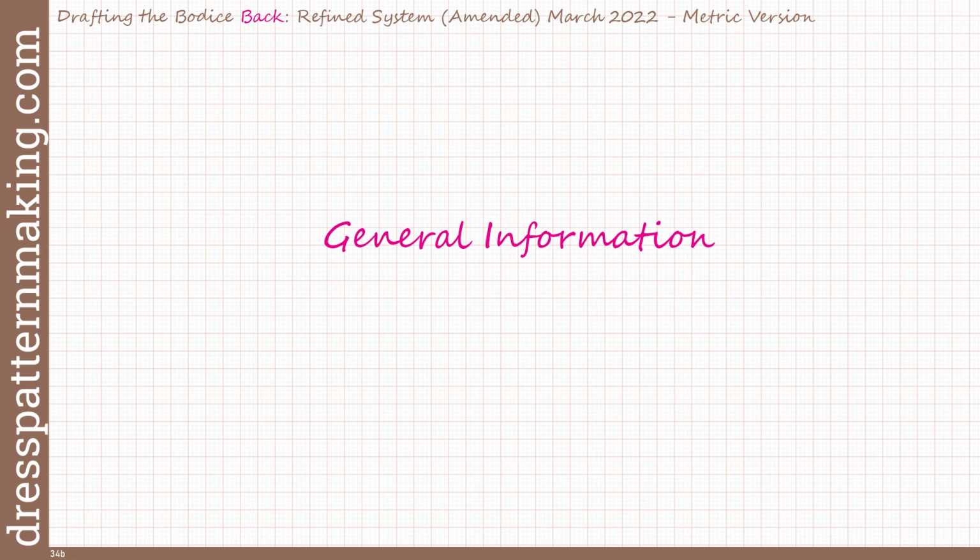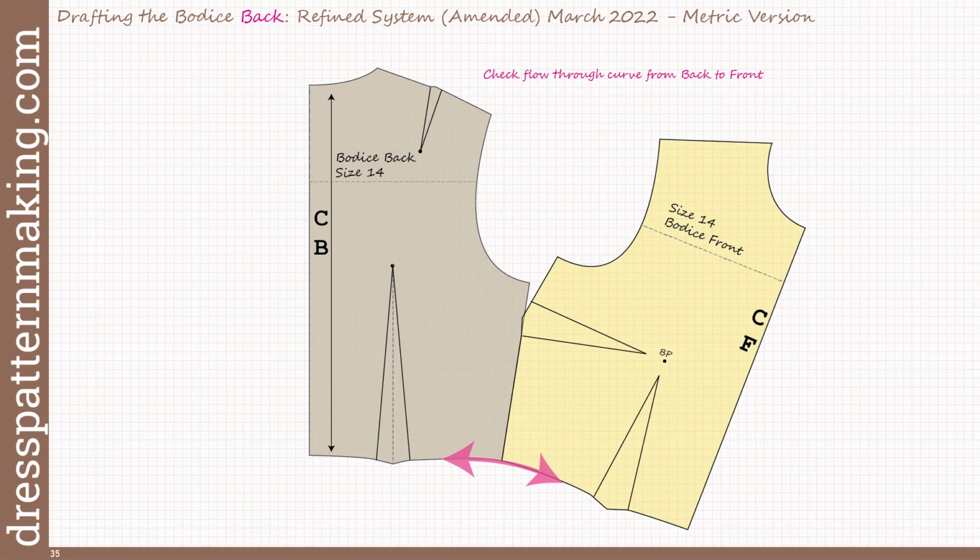From here on is some general information on truing the front and the back and finishing off your block. This was also included in the bodice front video. When we finish both the front and the back, we need to check that the lengths of adjacent pieces match, and also check that there is a nice flow through in the curves. If you need to increase the length of anything, you may need to stick on little bits of paper. I'm not going to be doing that in my example, but just be aware you may have to.